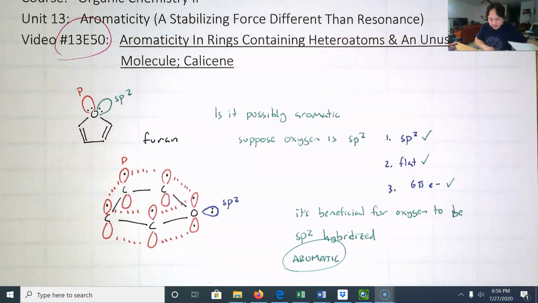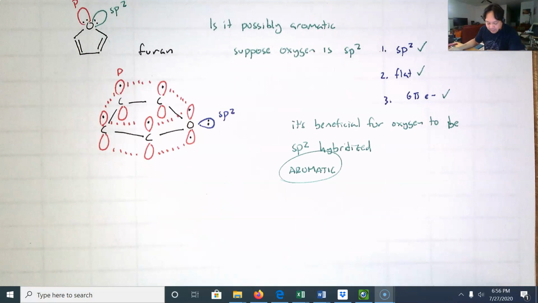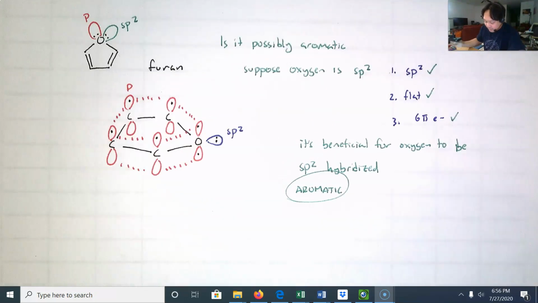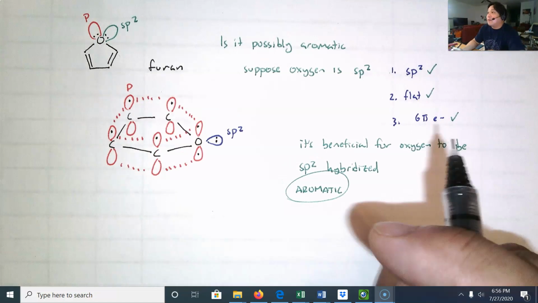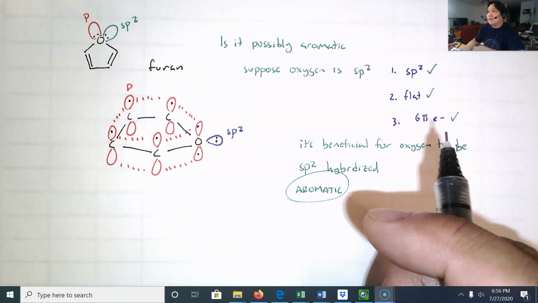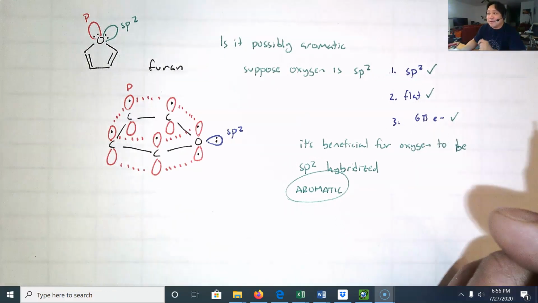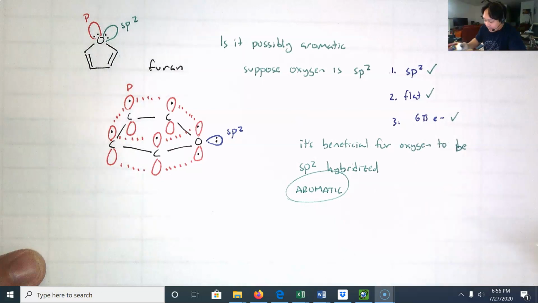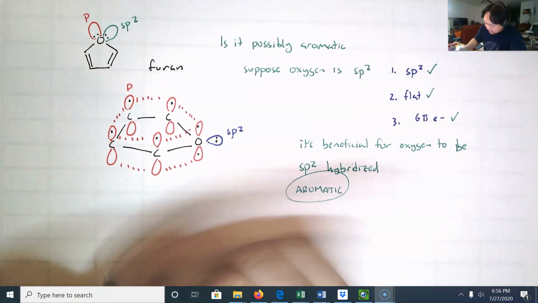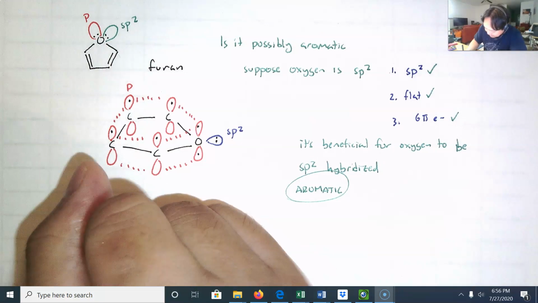Let me pick out another example. Let's try a nitrogen containing molecule. And there's a classic example, but I'm going to save that for another video. Let me think of, how about this? Why not?